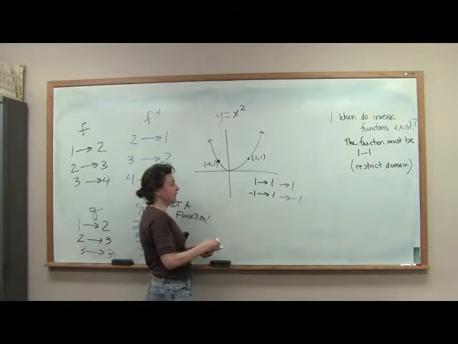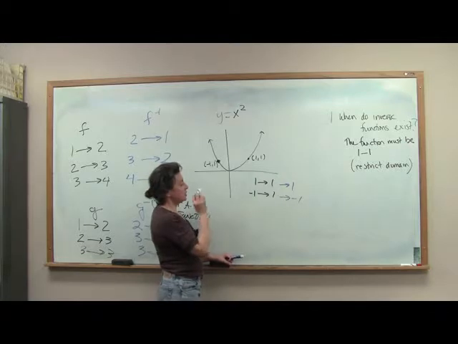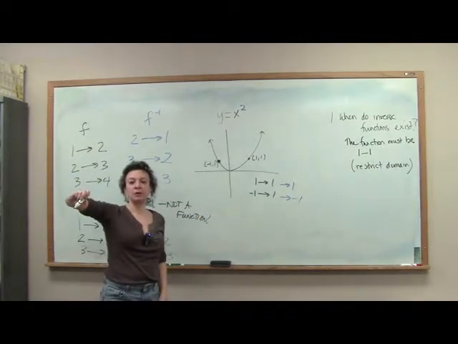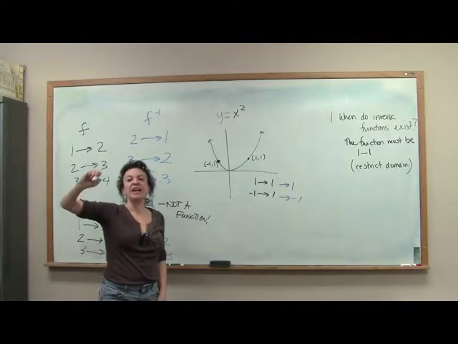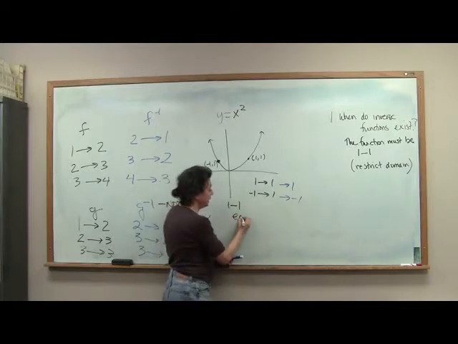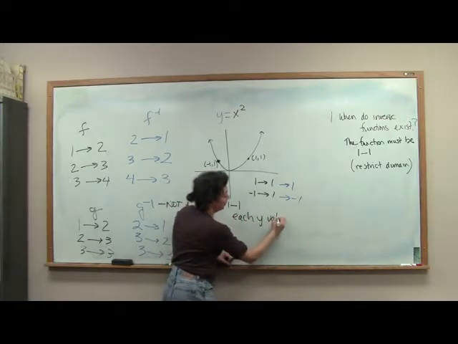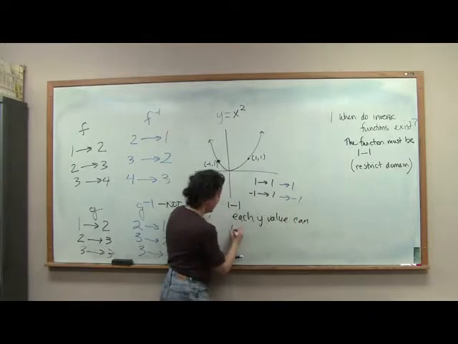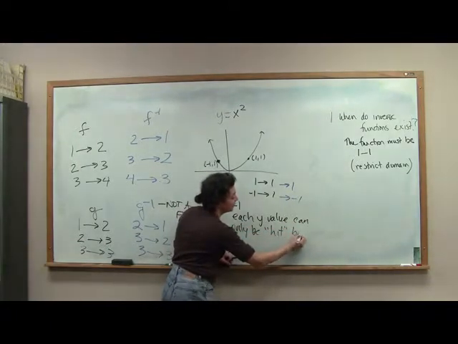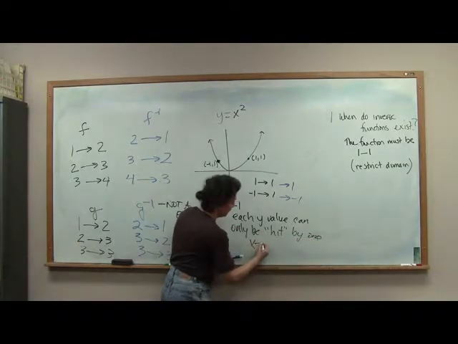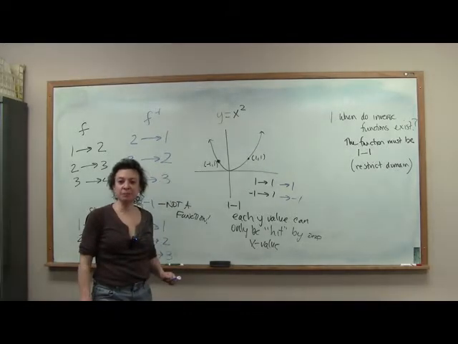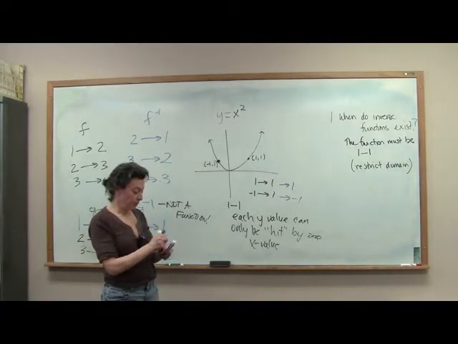In order to have a function, each x value can only go to exactly one y value. In order for your function to be 1-to-1, each y value can only be, quote-unquote, hit by one x value. So everyone gets a partner and only one partner.